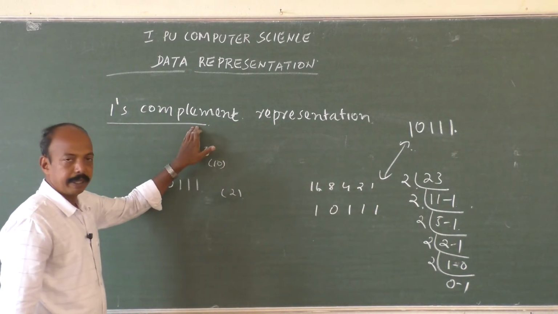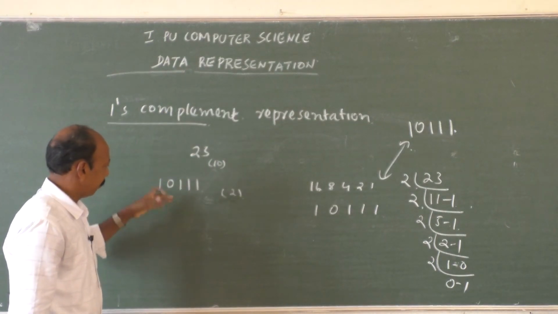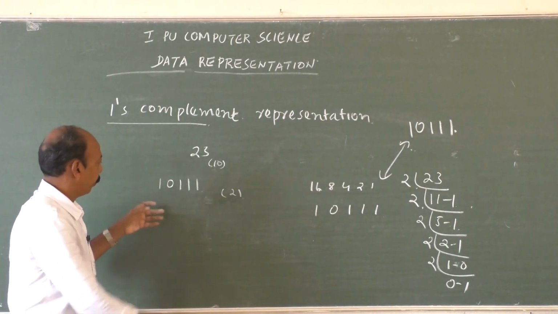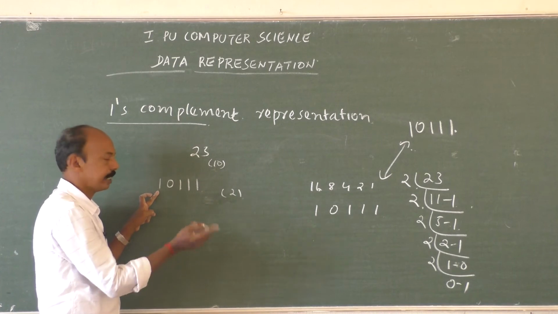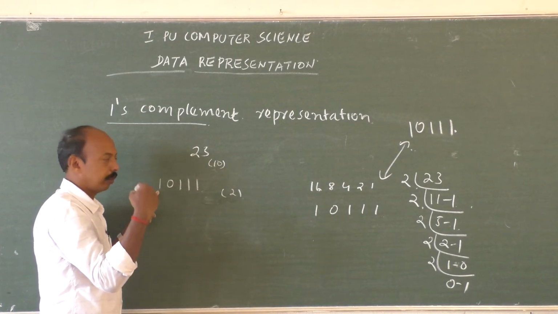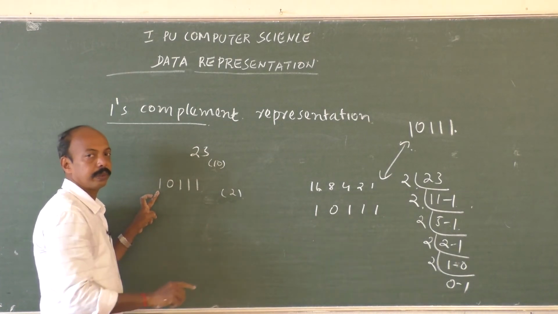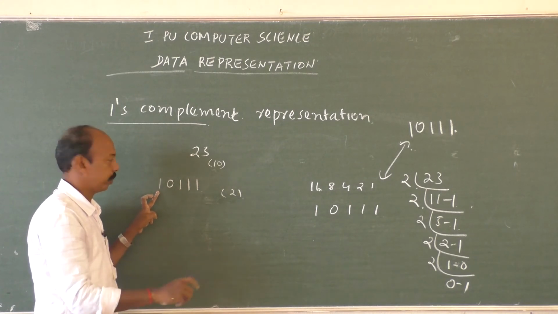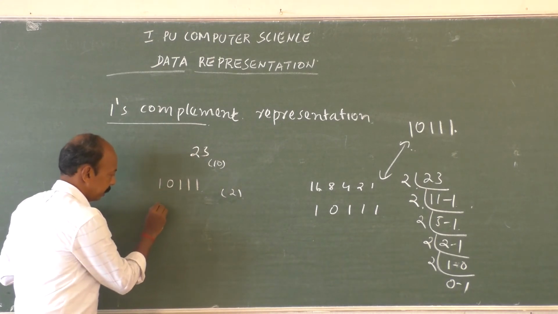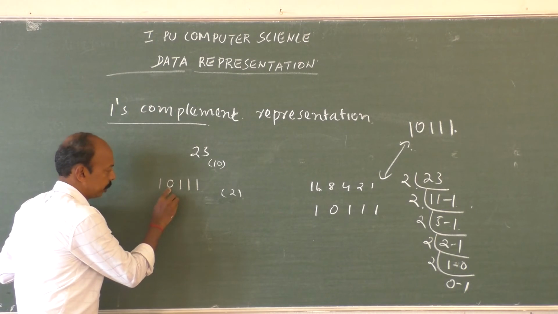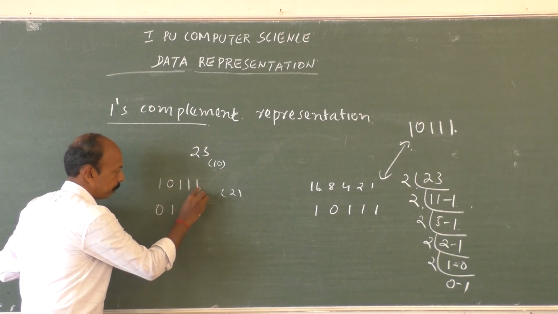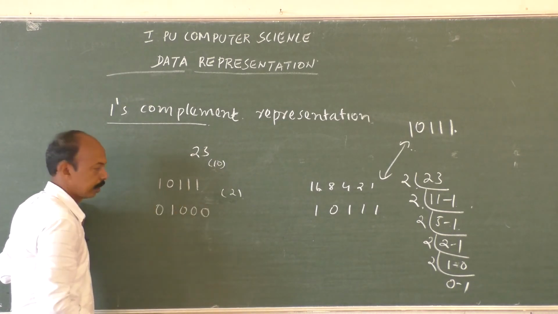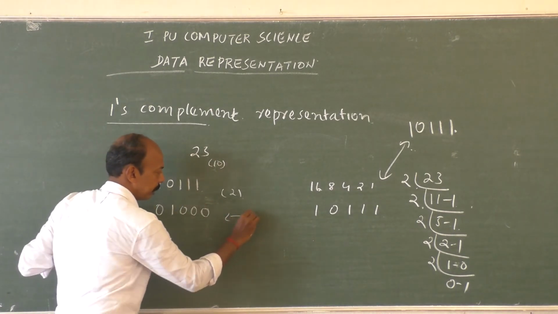What's the ones complement? After writing the number in binary, wherever there is a 1, change it to 0, and wherever there is a 0, change it to 1. So 0 to 1, 1 to 0. This is 1, this becomes 0, 0 becomes 1, 1 becomes 0, 1 becomes 0, 1 becomes 0. So this is the 1's complement.